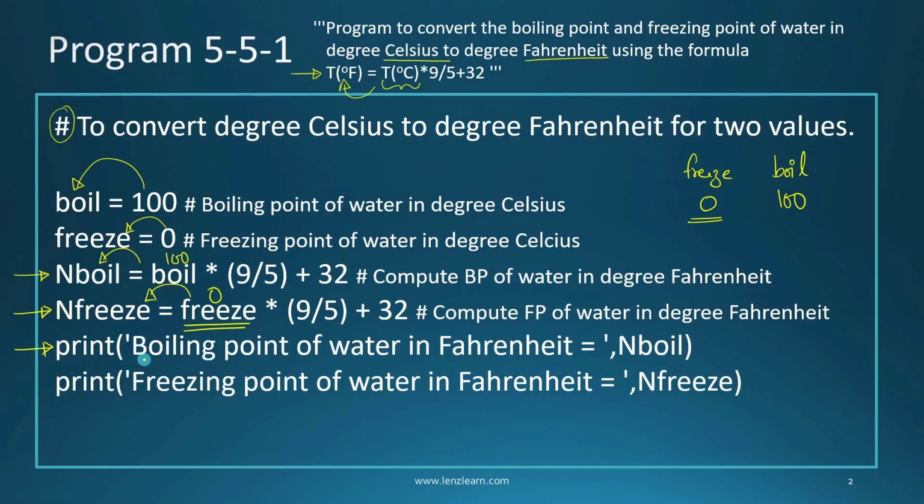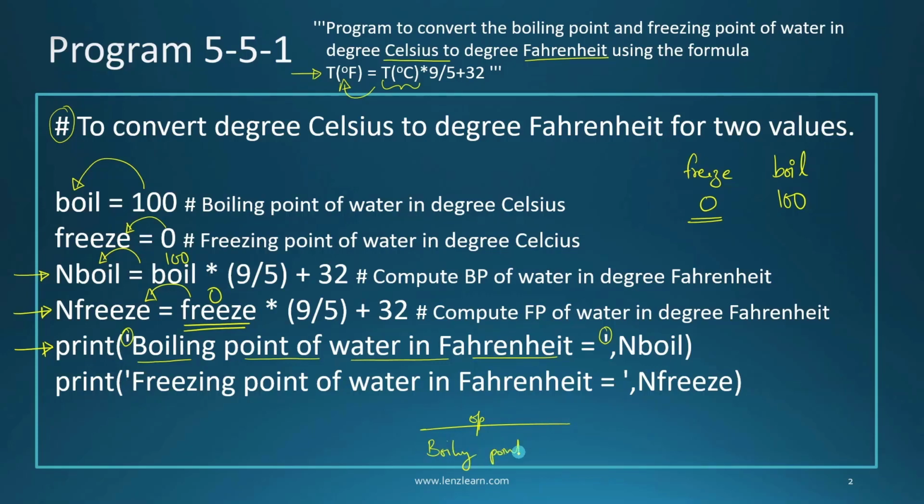There I will print: boiling point of water in Fahrenheit is equal to. You see this entire line is put inside single quotes. You can also use double quotes. Python works the same way with single or double quotes. But if you start with a single quote, you always have to end with a single quote. If you start with a double quote, you end with a double quote. Whatever you write inside the quotes, the same thing will be printed in the output.